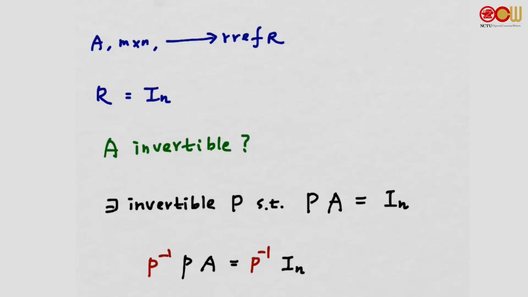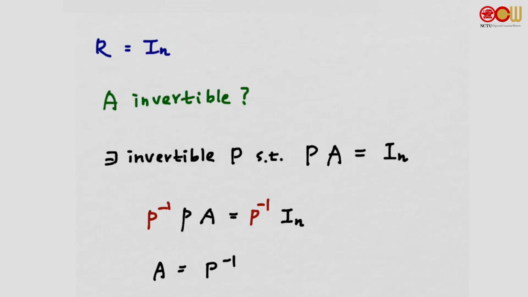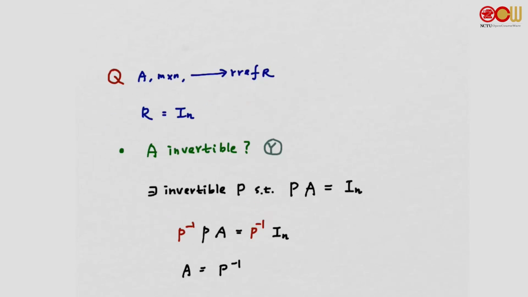P is invertible, so there's P inverse. Let's apply P inverse on both sides. And what do we get? The P inverse and P cancel off, and we are left with A equal to P inverse. P is invertible, so P inverse is also invertible. So yes, indeed, if the reduced row echelon form is the identity matrix, A is invertible.